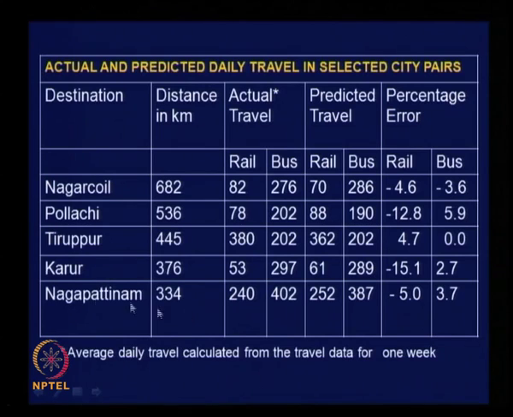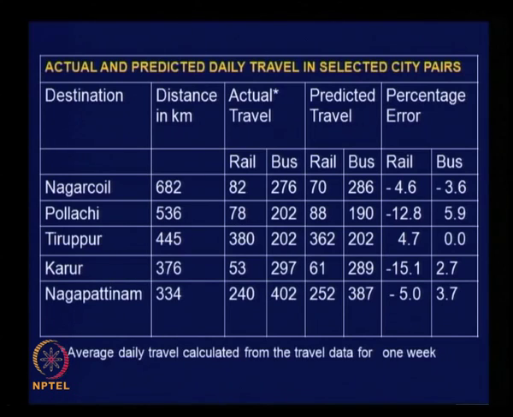It varies. In one case for Karur we get minus 15.1, and for Pollachi we get minus 12.8%, and there are special reasons for getting a little higher value. If you look into the actual route followed by the 2 modes, and other alternatives available over part of the stretch, you will be able to reason out the higher error.